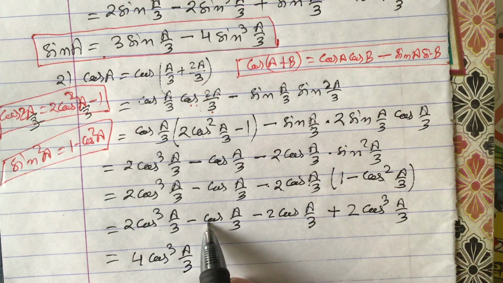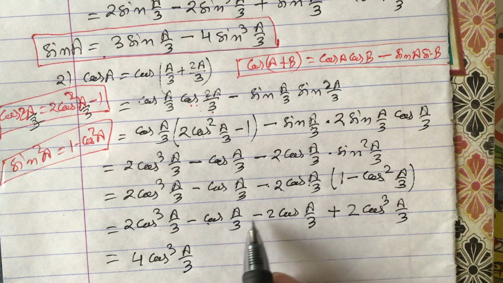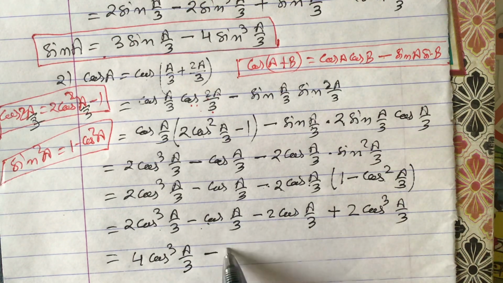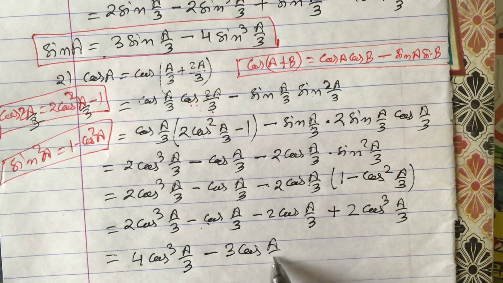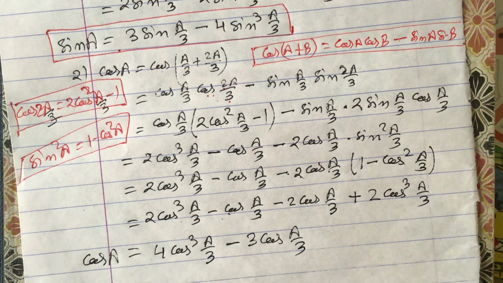And then this one, see, minus cos a by 3, minus 2 cos a by 3. They are also like terms. Minus, minus, we can add and we'll get minus 2 and 1. If you add, it will be 3. Cos a by 3 and cos a by 3 is cos a by 3. Okay. This is the formula of cos a in terms of a by 3.